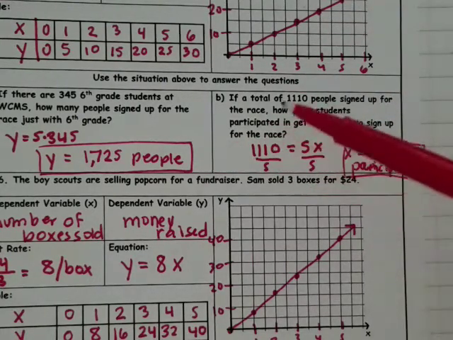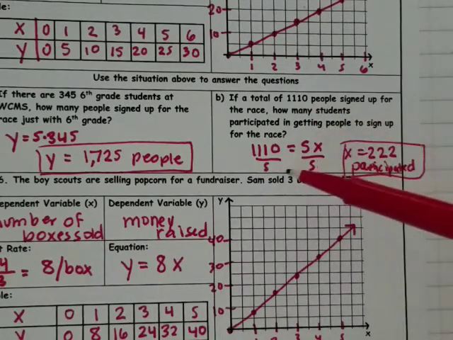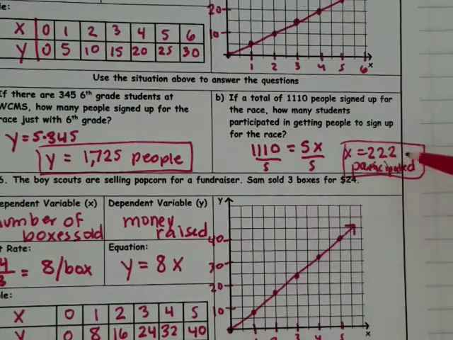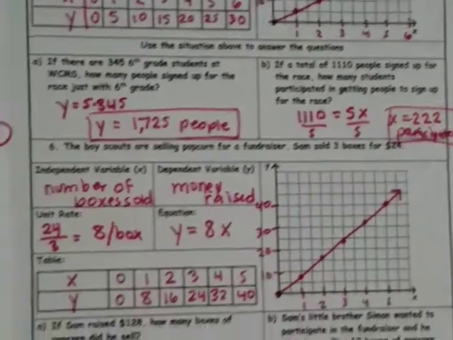And then part B says, if a total of 1,110 people signed up, then how many students participated in getting people to sign up? Well, we divide this by 5, and that gives us 222 people participated by getting them to sign up, because it was 5 people per student signing up.